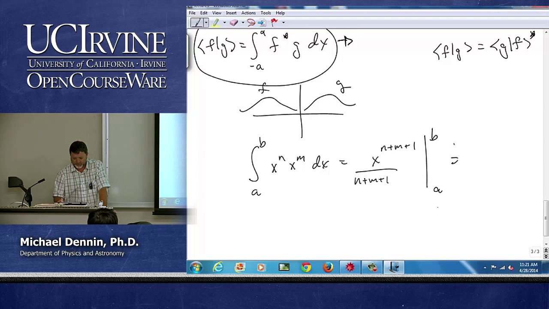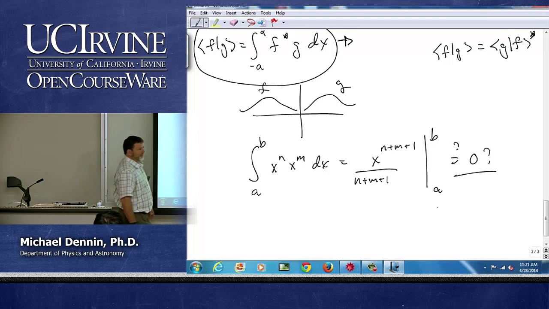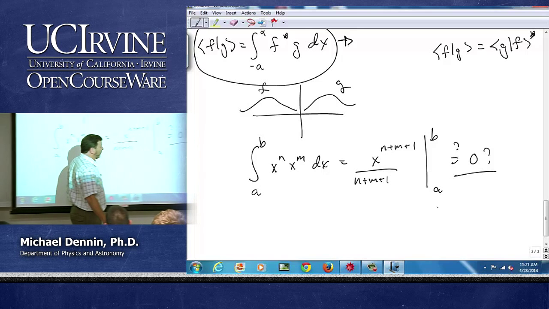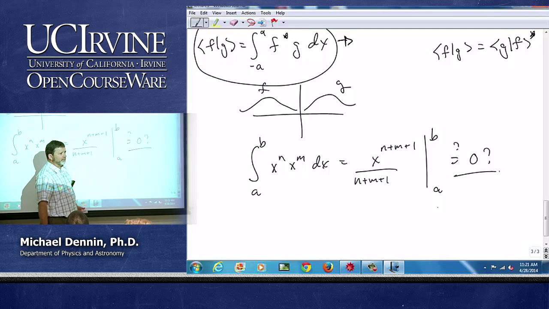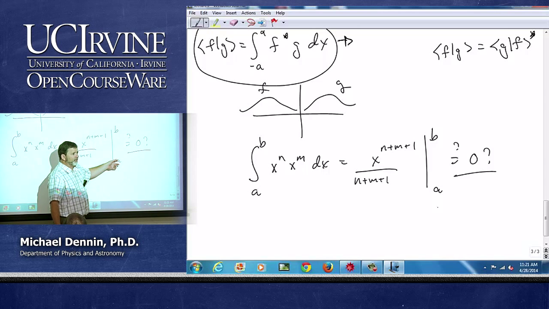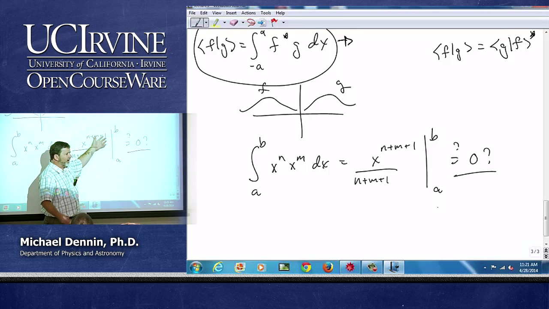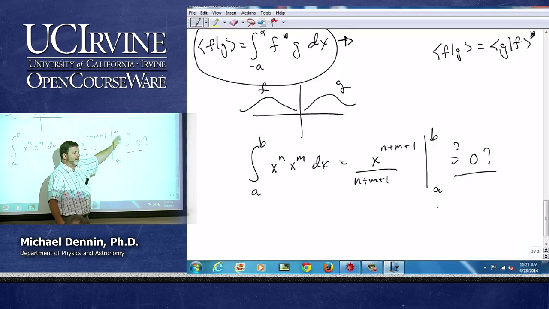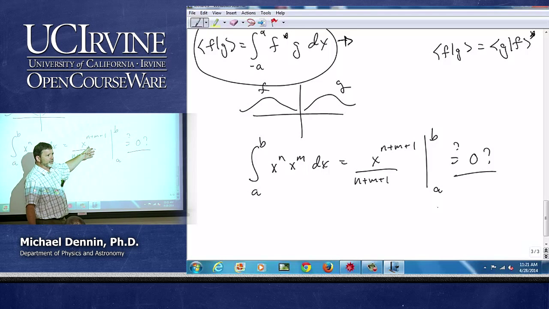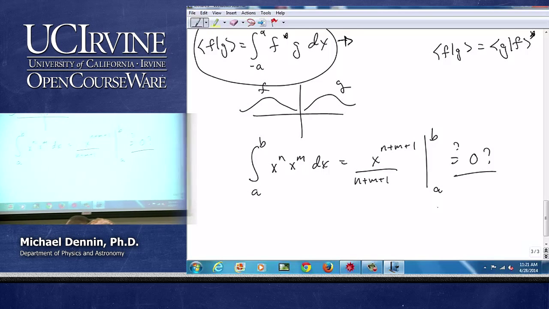And does this equal 0? It depends. Well, when would it only equal 0 in general? When one of them equals 0. If both of these are 0, yes, right? Or if this happens to be odd, and you get lucky, right? If n plus m plus 1 is odd, and you have the exact right a and b, you might have intervals where these are orthogonal. But in general, is this orthogonal? No. So it's not generally orthogonal.